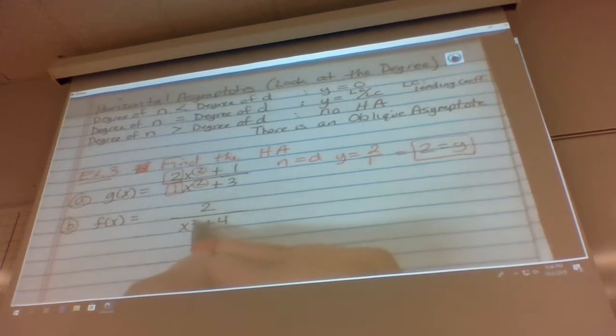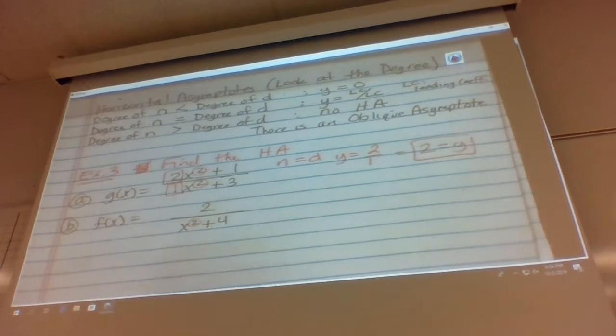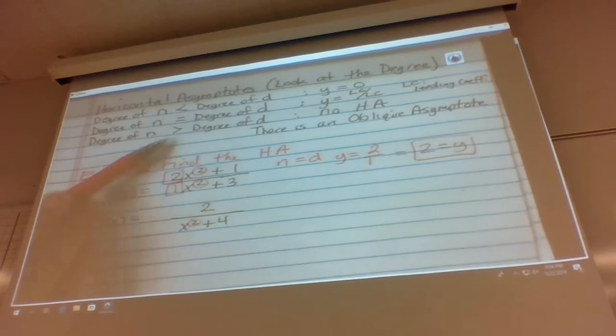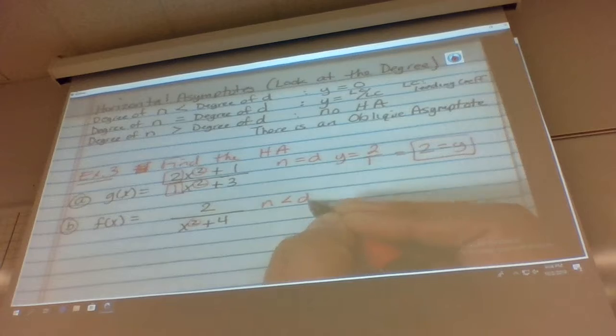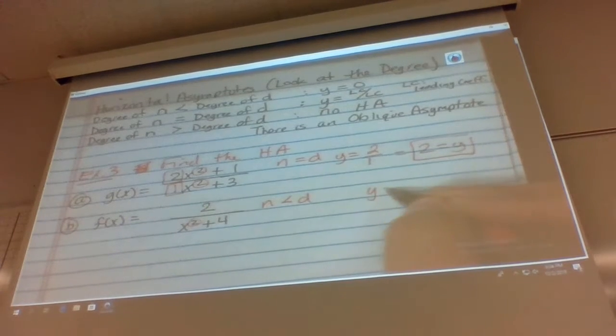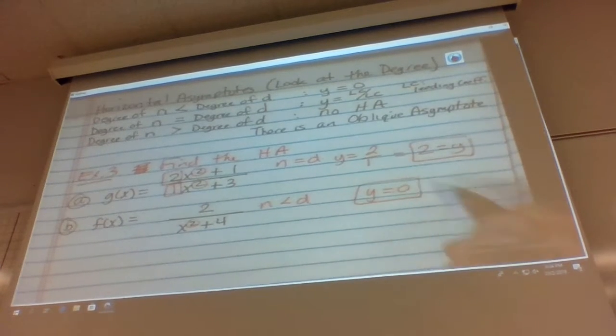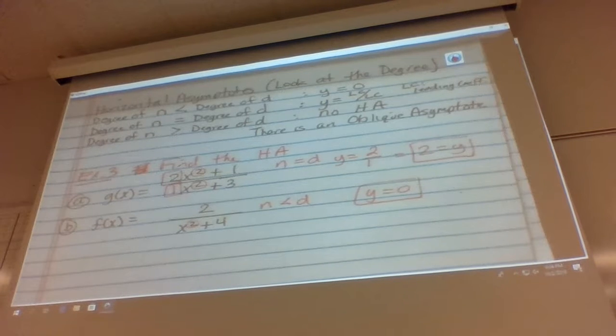But how do you know what it wants you to look at? The top? Oh, you have to look at both and compare them. Yeah, I need the degree of the numerator and the degree of the denominator. I need both, and then you decide if the numerator is less, equal, or greater than. You need your degree of both top and bottom.